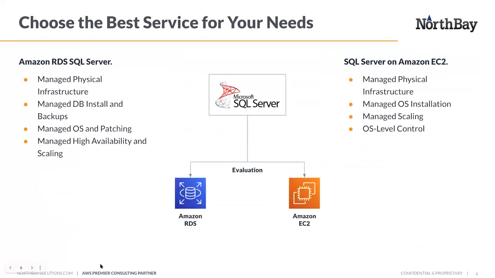Okay. Again, we are getting into more details. Choose the best service for your needs. What you really need. So as you can see, SQL Server can be in the environment of AWS RDS, or it can be on an Amazon EC2 instance. If it is going with RDS SQL Server, it's a managed physical infrastructure, managed DB install and backups, managed OS and patching. We talked about this already, managed high availability and scaling. So in SQL Server on EC2, managed physical infrastructure, you still get that. You still get managed OS installation. You still get managed scaling, and then OS level control, right?